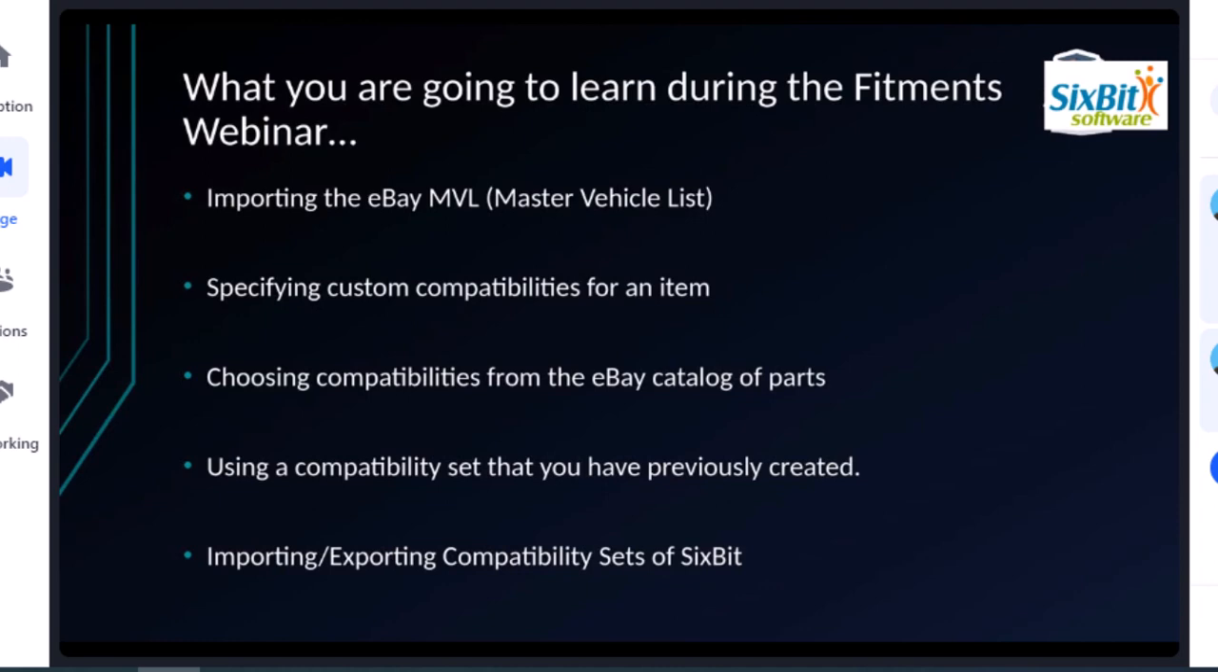We're also going to show off choosing compatibilities from the eBay catalog of parts, essentially putting in all your item information, and then after you have all your item information, going to that compatibilities tab, and if you have a part number or EPID, pulling that in from the compatibilities tab to use the eBay fitments from the catalog. And then using a compatibility set that you previously set up out of SixBit.